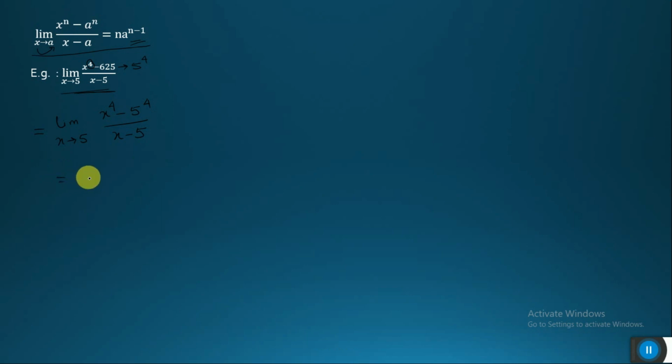So now what can I write? n a to the power n minus 1. This is our n, this is our a, right? Here n is 4, a is equal to 5. So n is 4, a is 5, to the power n minus 1. So this is 4 times 5 cube. 5 cube is 125. 125, 4 times should give you 500. So this is your answer here. Clear? Okay, now let's see another one.